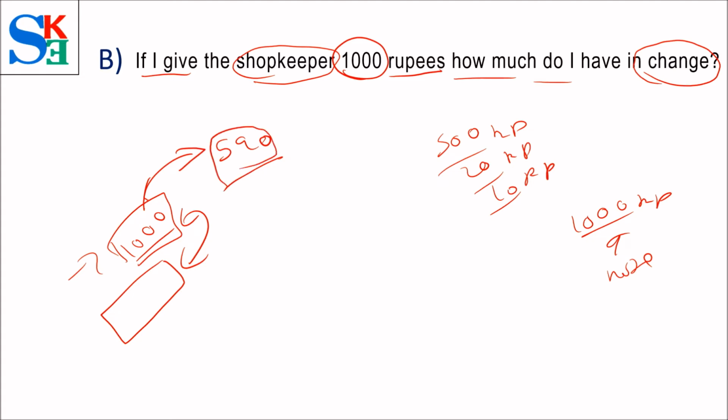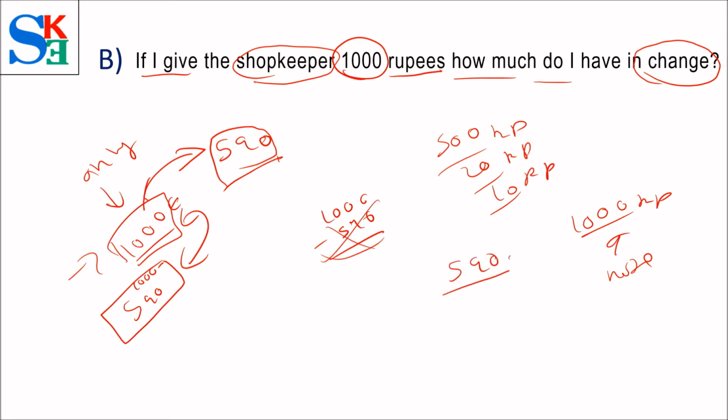So now I gave more because I only have a 1000 rupee note in my pocket, and the real cost was 590. So it's going to be 1000 minus 590. So I'm going to do the calculation. 1000 minus 590. Well, it's pretty easy. I'm going to show you the quick way, not this way.